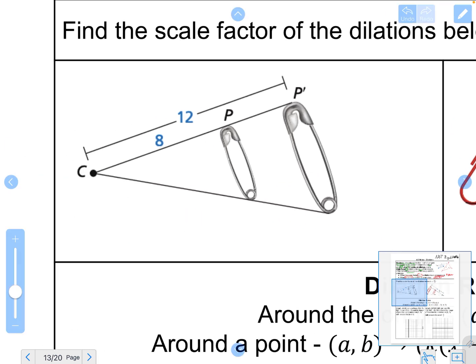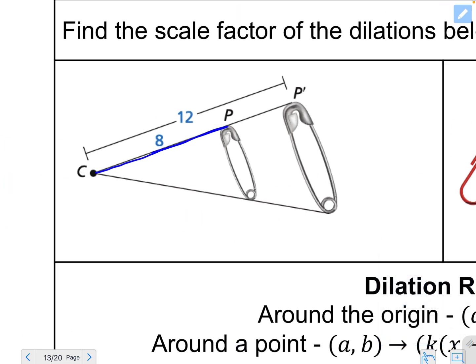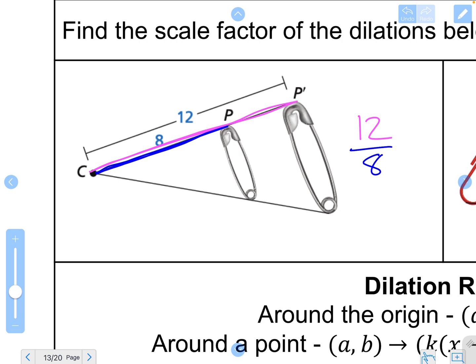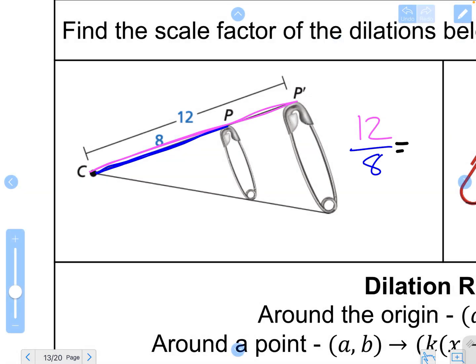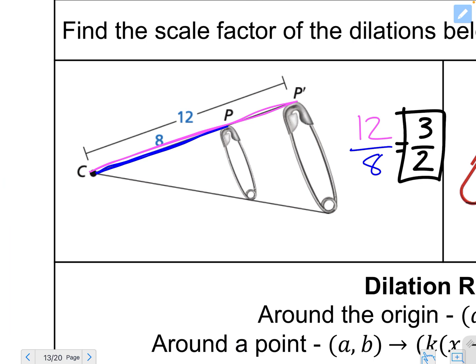Here I've got my original, my old, or my pre-image, which is going to go on bottom. And here I've got my new, or my image, which is going to go on top. We always reduce our fractions. So 12 over 8, I can divide both by 4, which becomes 3 over 2. And because 3 over 2 is greater than 1, this is an enlargement.